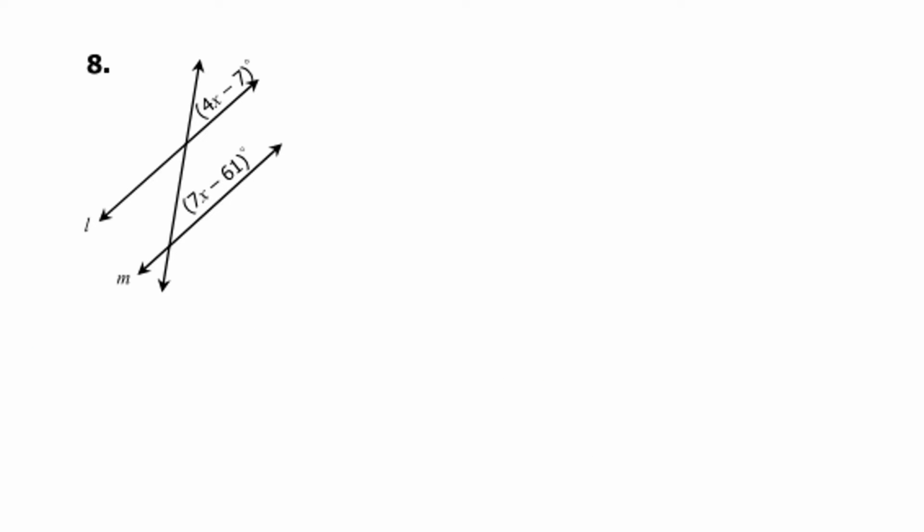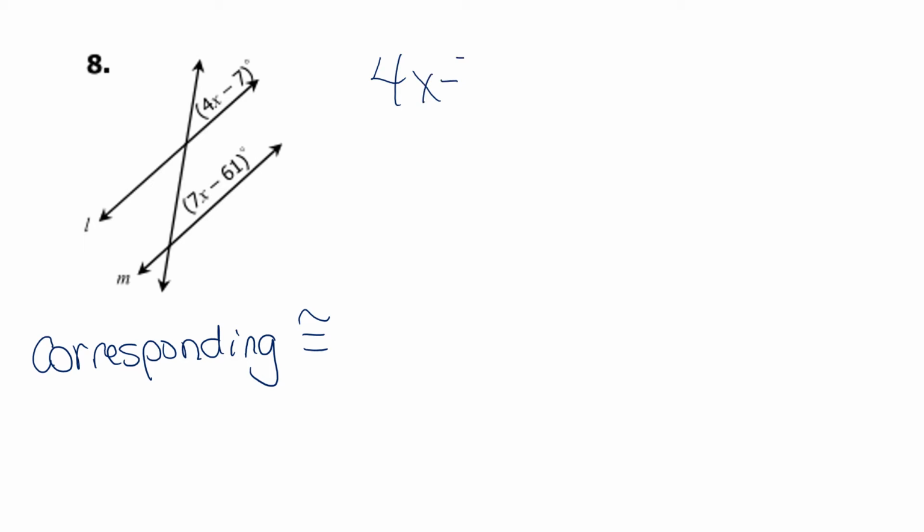Number 8. Look at the relationship of the angles you're missing. They're both on the same side of the transversal. They're both on the top side of the parallel line, so they are corresponding, which means they are congruent. So those are congruent. We're going to set them equal to each other then. So 4x minus 7 equals 7x minus 61.